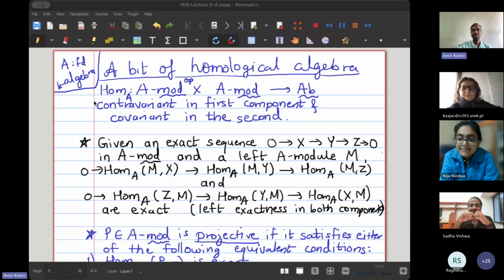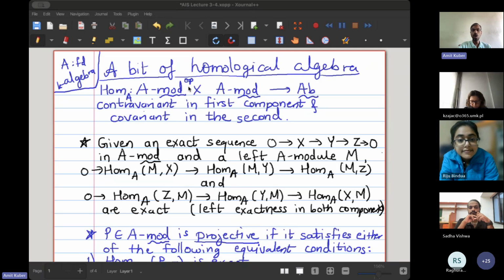Okay, so let us start with the finite dimensional algebra A, and Hom is a bifunctor in this case. You have to take two modules, Hom(M, N). Hom(M, N) is contravariant in the first component and covariant in the second component. Covariant means it doesn't change the direction of the arrows. Contravariant means it reverses the direction of the arrows, which you can equally write by writing an op at the top.